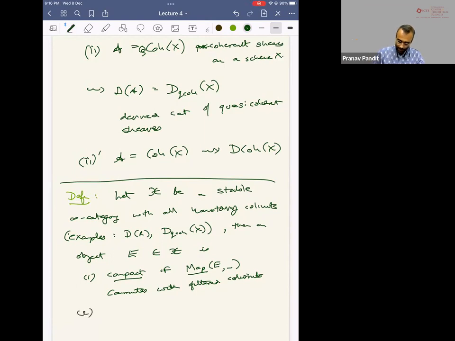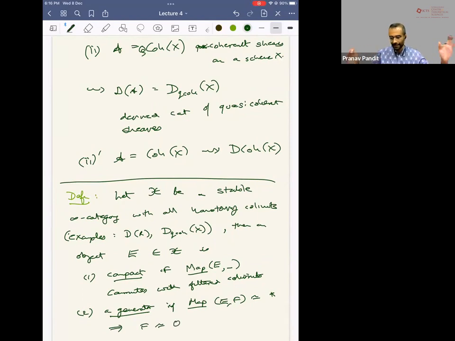And 2, it's a generator if map(E, F) is contractible for all F implies that, sorry, what am I saying? Map(E, F) is contractible implies that F is 0. F is the 0 object.